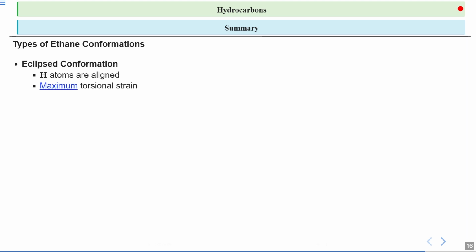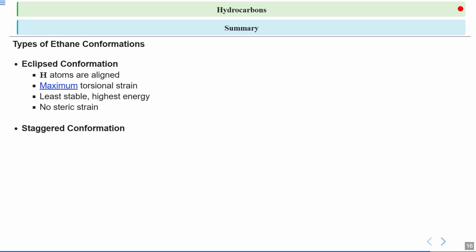Next, this alignment leads to maximum torsional strain. Torsional strain is the resistance to twisting around the bond. Because of this strain, the eclipsed conformation is the least stable and has the highest energy compared to other conformations in the case of ethane. What about the steric strain? Interestingly, despite the torsional strain, there is no steric strain in this conformation. Steric strain occurs when atoms are too close to each other and are too bulky. But that is not the case here.